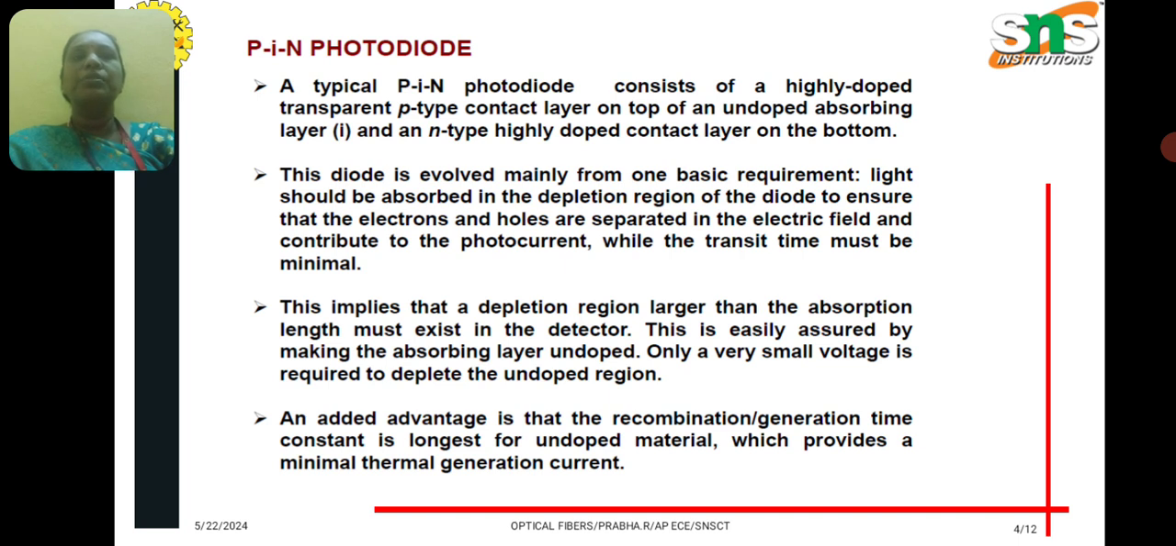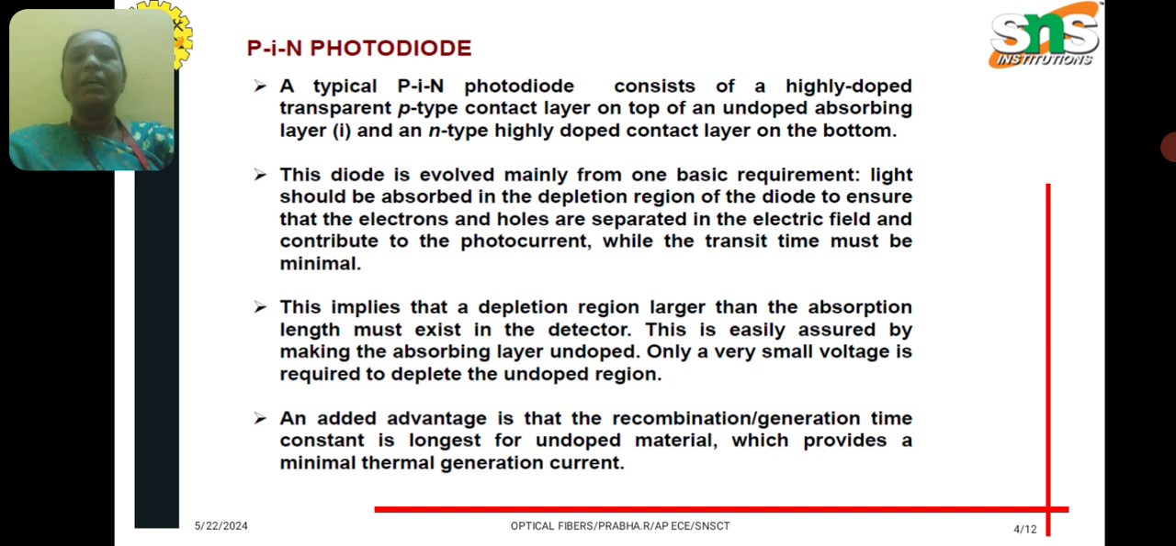A typical pin photodiode consists of a highly doped transparent P contact layer on the top, an undoped absorbing intrinsic layer in the middle, and an N-type highly doped contact layer at the bottom. This diode evolved mainly from one basic requirement, that light should be absorbed in the depletion region of the diode to ensure that the electrons and holes are separated in the electric field and contribute to the photocurrent, while the transit time must be minimal.